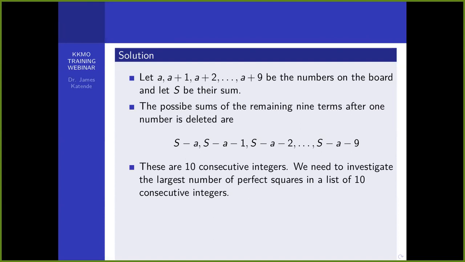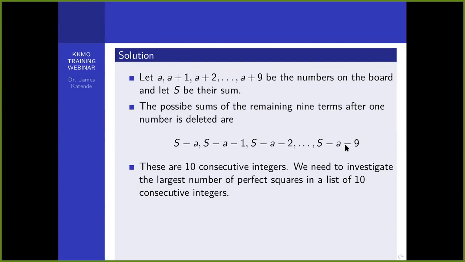So this just repeats what I've said. These are 10 consecutive integers. So the question now changes to: what is the largest number of perfect squares that can be found in a list of 10 consecutive integers? That's the equivalent question now that we can solve.